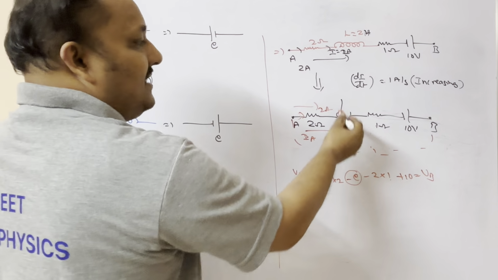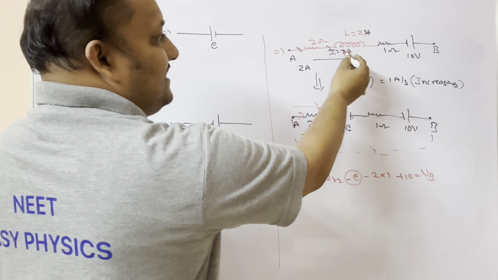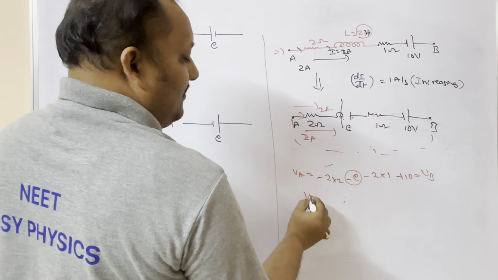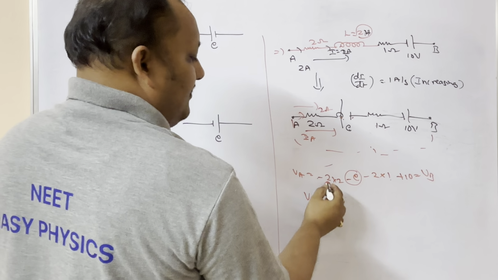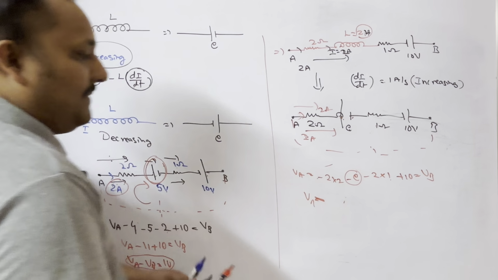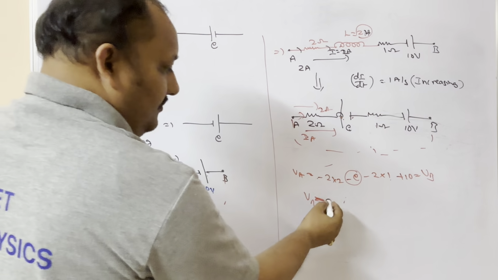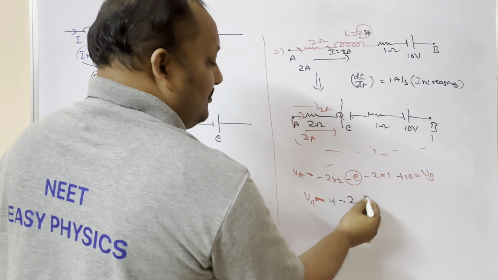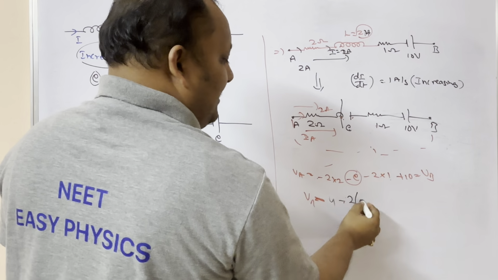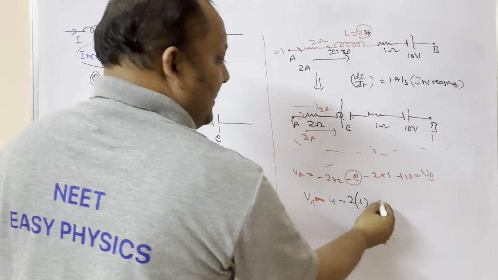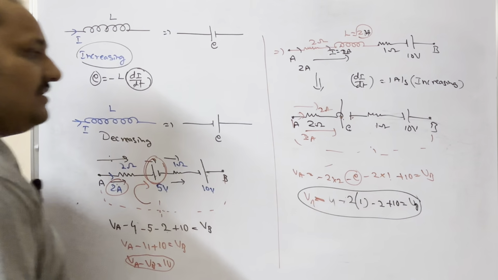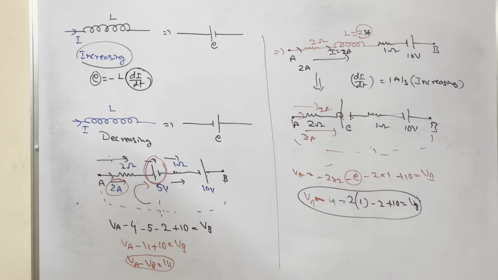What is this minus E? E is equal to L di by dt. What is L here? 2. Therefore, VA minus 4, minus L, which is 2, times di by dt, which is 1, so minus 2, plus 10, equal to VB. If you solve this, you are going to get the answer.